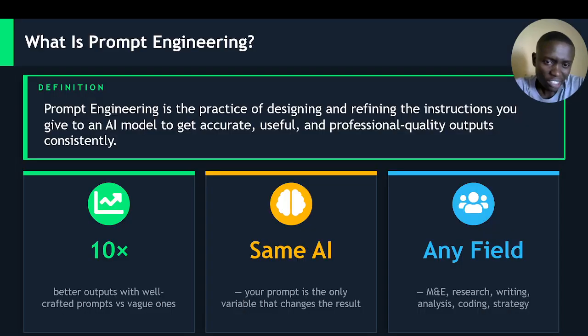Okay, now just a brief description of what prompt engineering is all about. When we talk about prompt engineering, it's you designing and refining the instructions that you give your AI model, so that you get correct, accurate, useful, and quality outputs consistently that can even help you do the task that you're planning on doing.